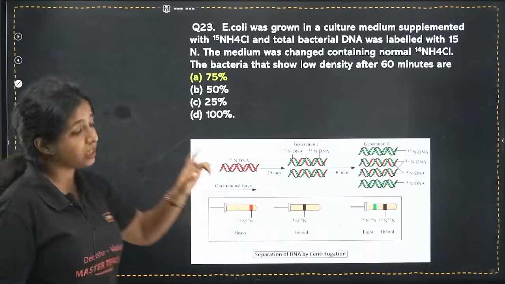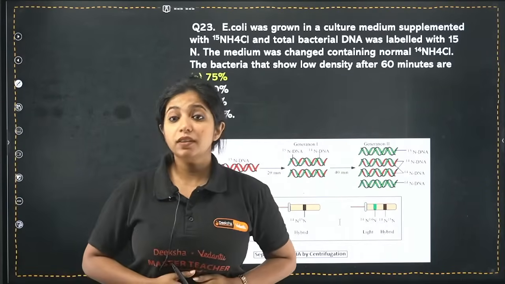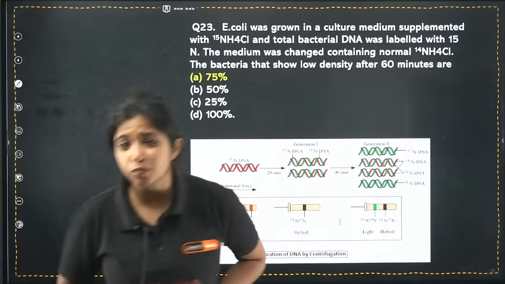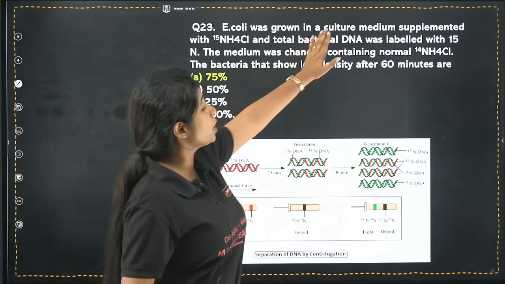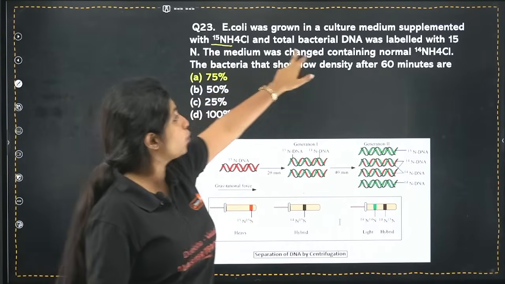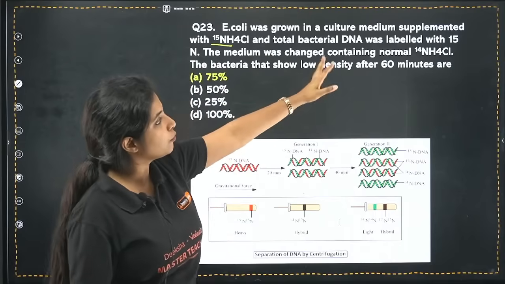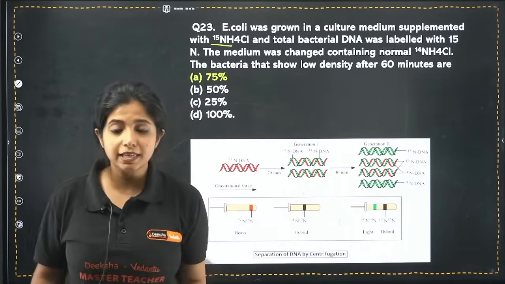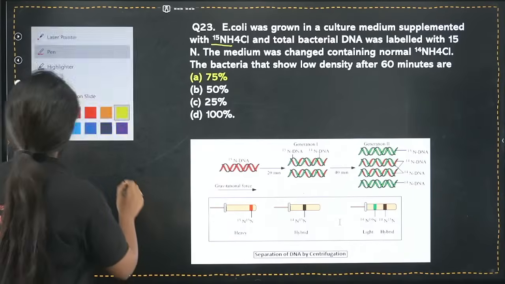Now this is the question that I need you to do. Very important thing, if at all it comes. 11th year, I have completed the 11th revision. Please check it out. The first part of it, you can just go back and check it out. E. coli was grown in the culture medium supplemented with N15NH4Cl, and total bacterial label was, the medium was changed containing N14 medium. So basically they are asking you about this particular question.